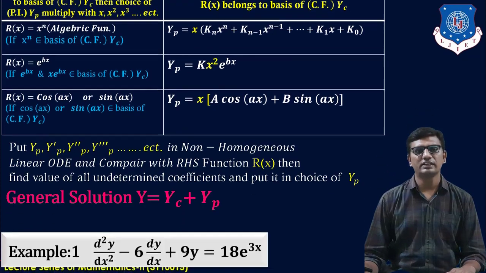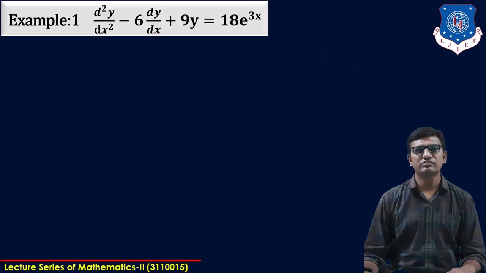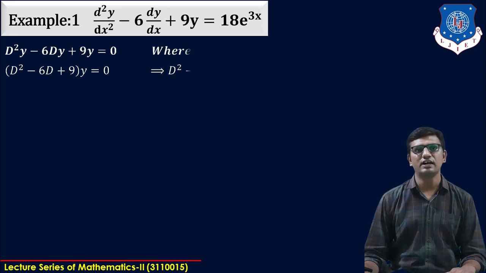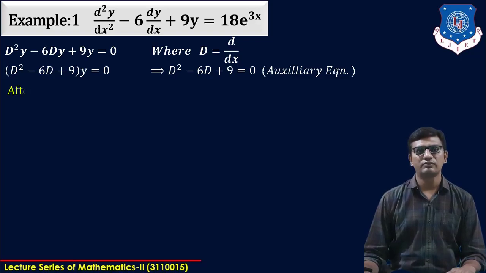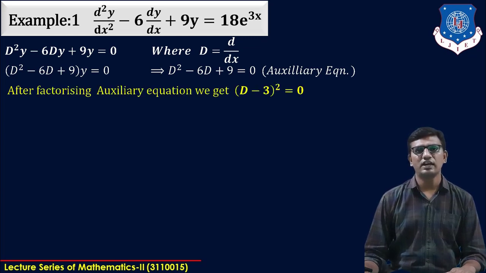Now let us see an example related to this case. Here d²y/dx² minus 6 dy/dx plus 9y equal to 18 e^(3x). First of all we find the corresponding homogeneous differential equation in differential operator form: D²y minus 6Dy plus 9y equal to 0, where D is the differential operator d/dx. So our auxiliary equation is D² minus 6D plus 9 equal to 0. It is a perfect square, so after factorizing we get (D minus 3)² equal to 0.